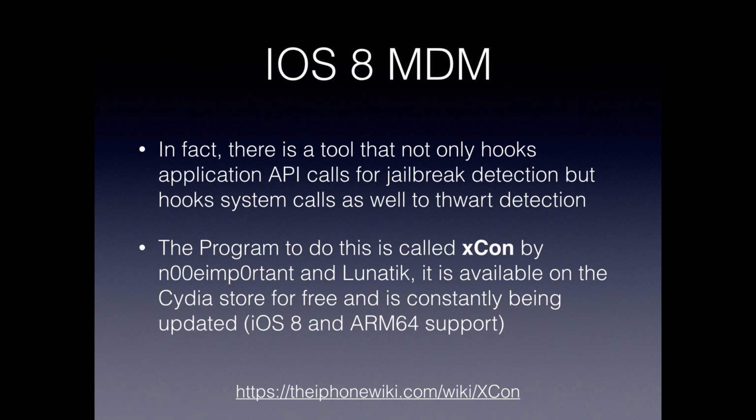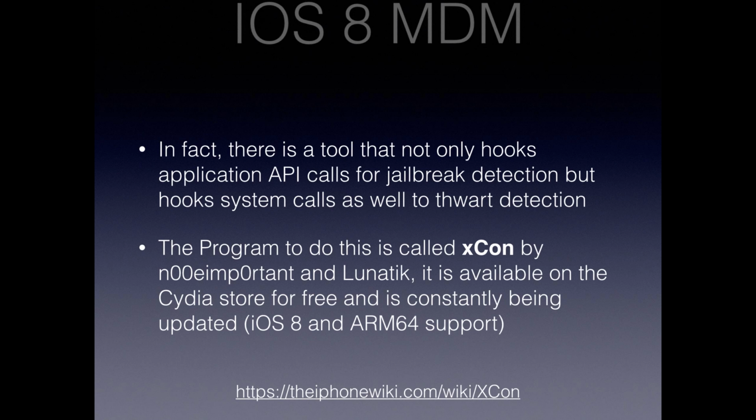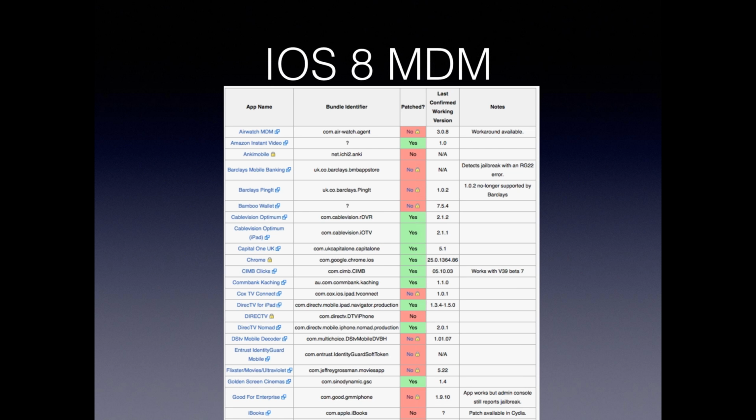The program that can do this is called XCon by New Important and Lunatic, and is available on the Cydia store for free, and is constantly being updated for iOS 8 and ARM64 support. The link is right here at the bottom of the page. Here's a list of what XCon is currently able to bypass. This chart actually changes frequently because of the quickness of the application developer to find another way to detect a jailbreak. And you can see a few here: AirWatch, Capital One, Good Enterprises, iBooks.